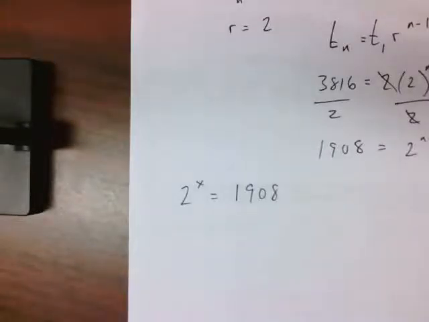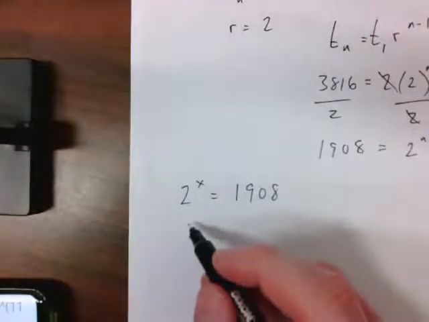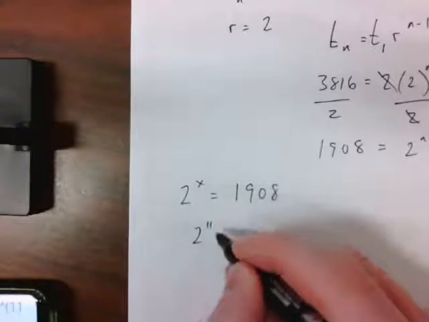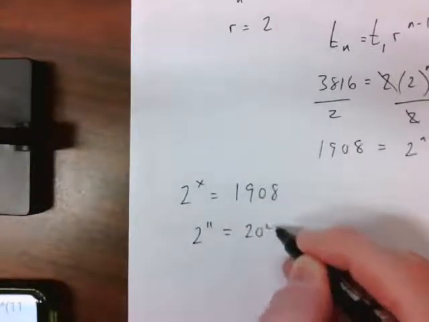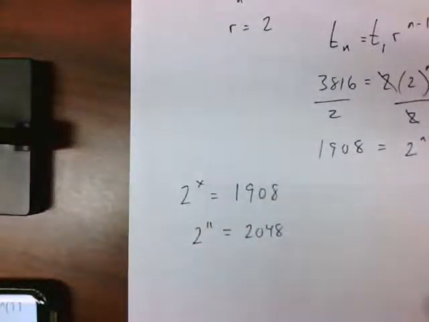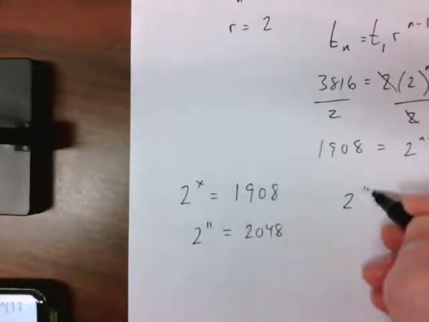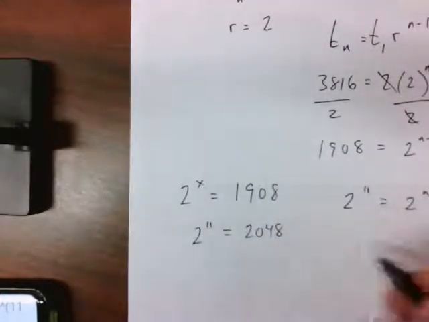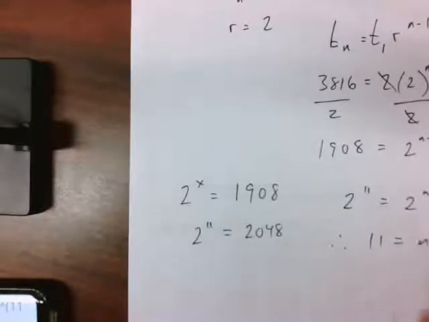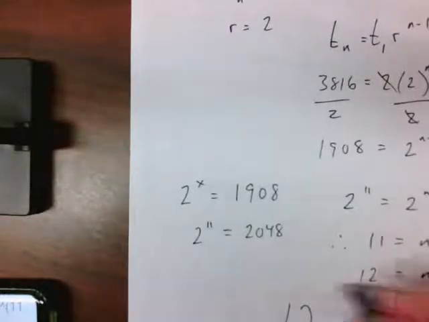So, try this again, 2 to the 10 is 1024. 2 to the 11 is 2048. So it's going to be 11. 2 to the 11 equals 2048. So we know that'll be taller. So 2 to the 11 equals 2 to the n minus 1. Therefore, 11 equals n minus 1. 12 equals n. 12 cuts.